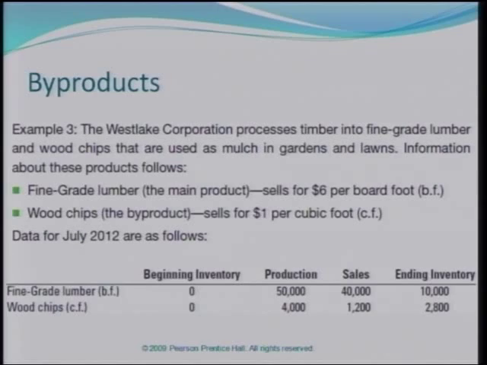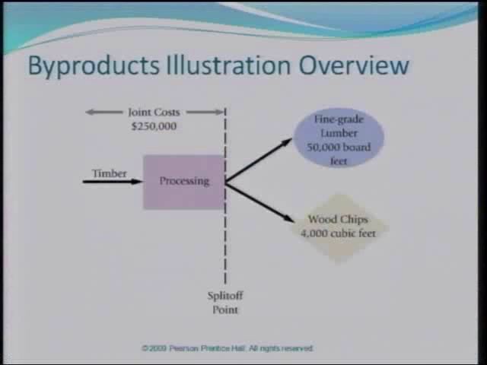Now let us consider first of all the production method, and then let us consider the sales method. Of course, this is an illustration overview. As we can see here, the joint cost is $250,000, which consists of two things: direct materials and conversion cost. Direct materials is $150,000, while the conversion cost is $100,000. Of course, adding these two up would give us the $250,000 as joint costs.